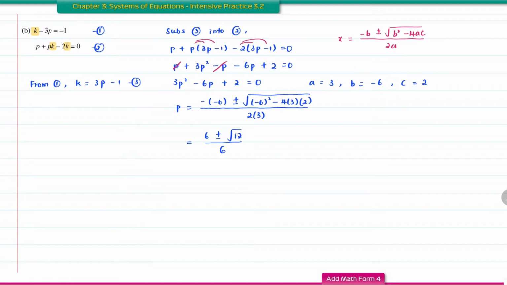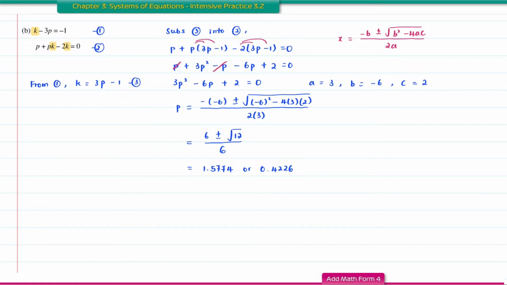One is (6 plus square root of 12) divided by 6. Another one will be (6 minus square root of 12) divided by 6. So solve this using your calculator. You'll find that one of the values of p is 1.5774, or the other value of p will be 0.4226. So always give your answer to at least 4 significant figures.